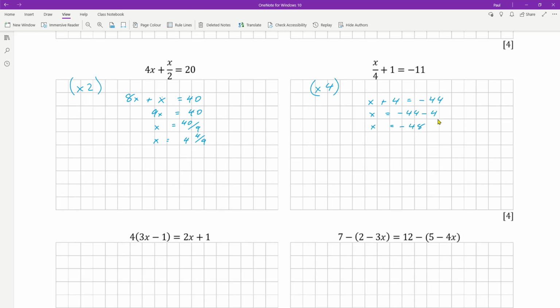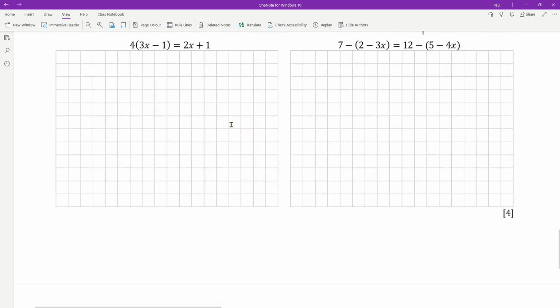Now you could have done this another way. In terms of BIDMAS, the plus gets shifted first, so x over 4 is equal to minus 11 minus 1, because it's positive here and the other side is negative. So x over 4 is equal to minus 12. That's divide by, so on the other side will be times by, so x is equal to minus 12 times 4, so x equals negative 48. So in this one there's two ways of actually doing it.